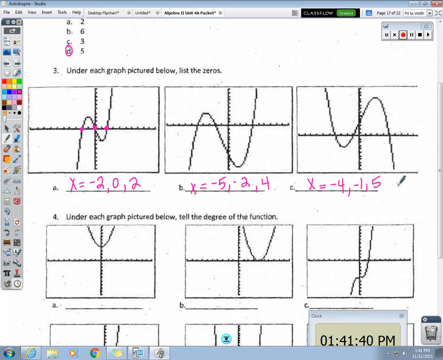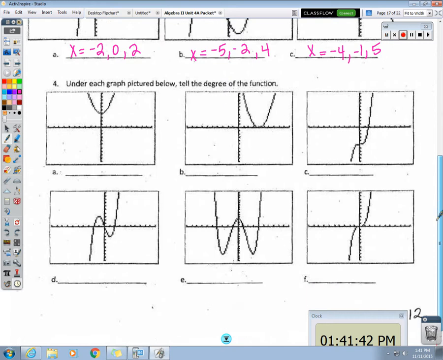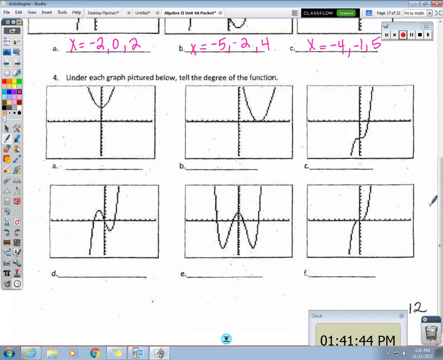Right. Okay, number 4, under each graph pictured below, tell the degree of the function. We're going to skip A for a second. Let's look at B. How many x-intercepts do you see? 1, but it's a bounce, so it's a multiplicity of 2. So what's the degree? 2, and we know it has to be even because they're going in the same direction. Also, isn't that just a parabola, and don't we know by now that parabolas are x squared? Okay, we're skipping C for a minute.